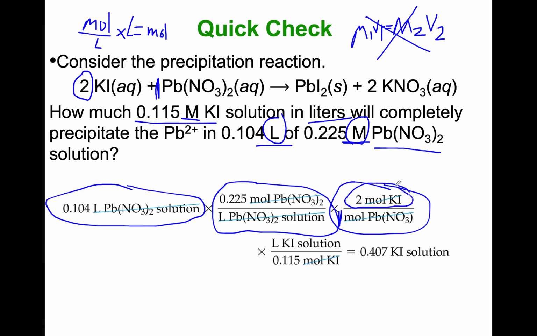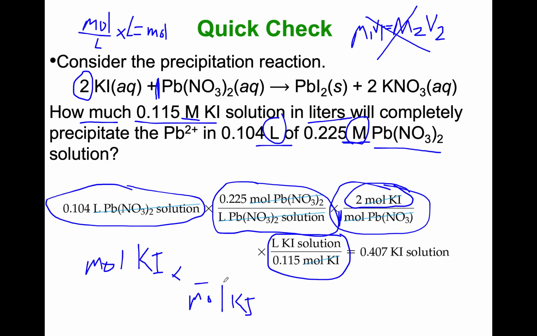But that's not the question. The question was volume. How much of this KI? Well, you're given molarity of KI, so look at this. We're dividing by molarity of KI because we have moles of KI. If you have the moles of KI from stoichiometry and you have a molarity, then you have the final answer in liters. So this is liters KI here.